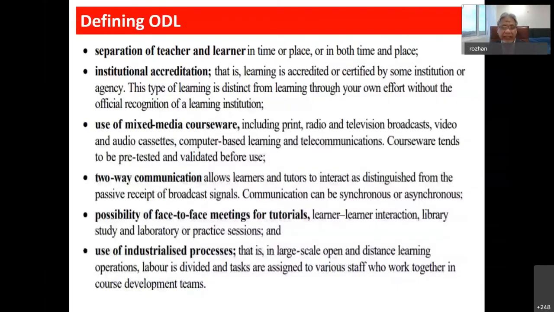Many things are hidden, such as that you can ask the student to go to the library. Now the student cannot go to the library, so you must unhide those things. You must give the student the reading list, because they have less access to the library. You must give the student a reading list, and they don't even have access to the book. You must sometimes give a PDF of the book for them to read.